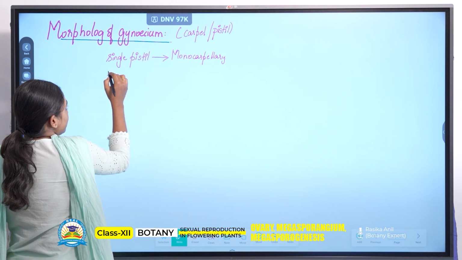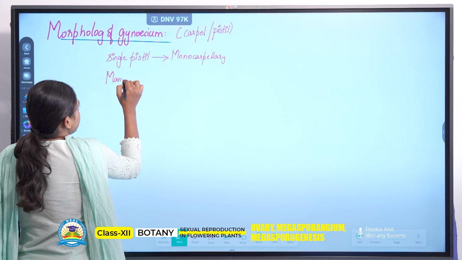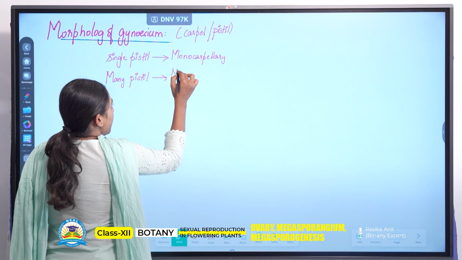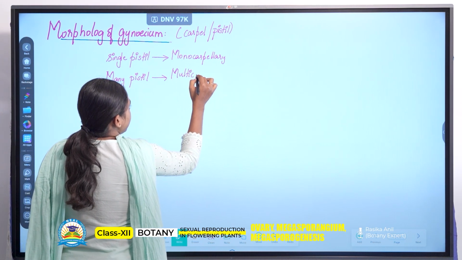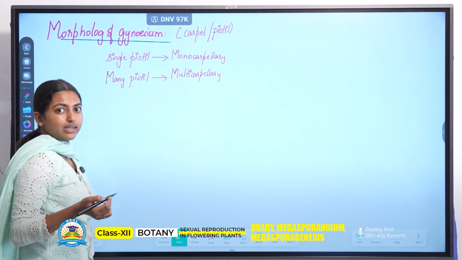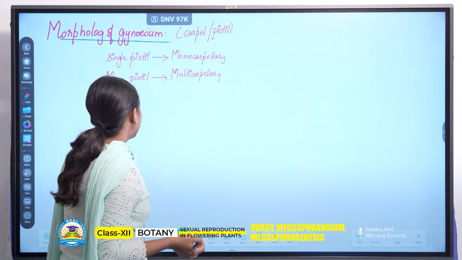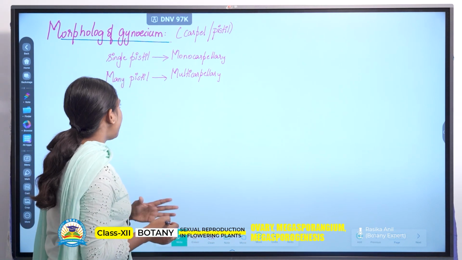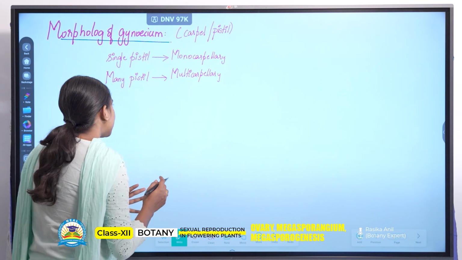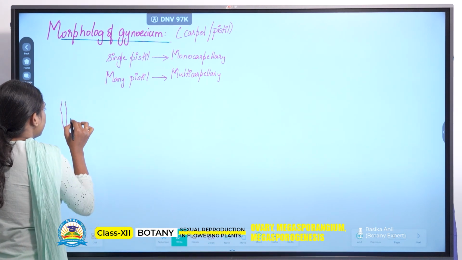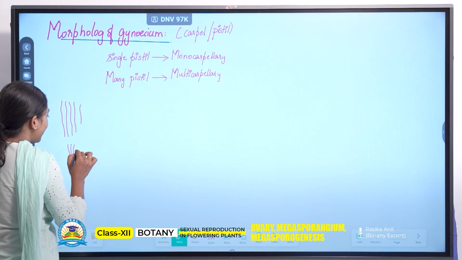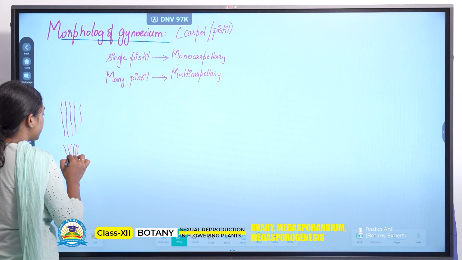Then sometimes you will have many pistils. If you have many pistils, then it is called multicarpellary. Multi means more than one and carpellary means the carpel. So that is multicarpellary. And if you have many pistils, sometimes the pistils will be free like this, sometimes the pistils will be fused. That is, you will have many pistils, but then they will be fused like this.